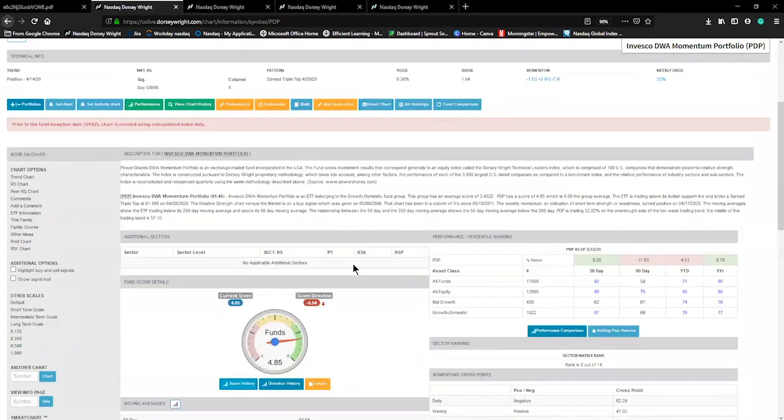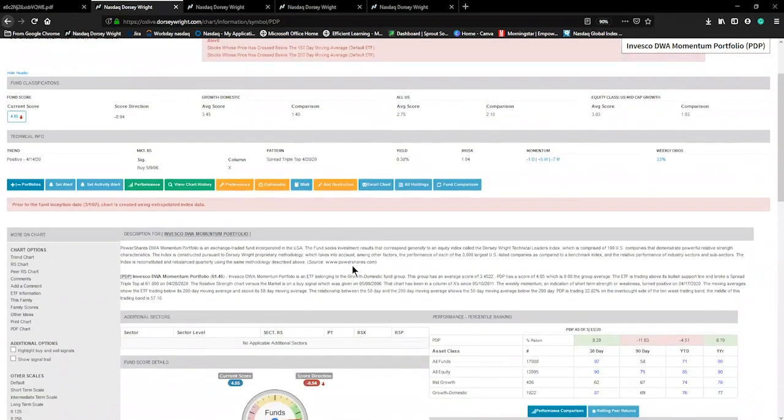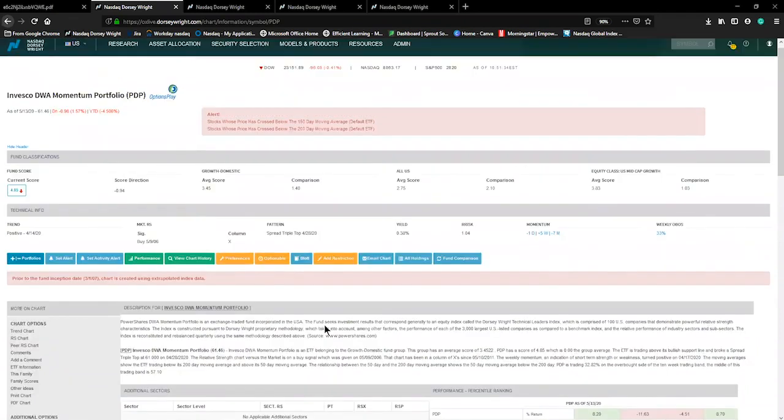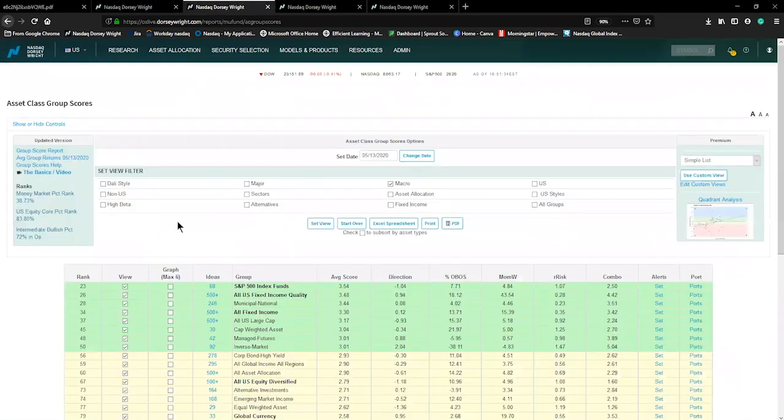So now that we've looked at an individual example of the fund score and dove a little bit deeper into how that score is calculated, we're going to pivot over and talk about how we do this on a broad basis across different asset classes. So Ian, I'm going to have you take over with asset class group scores. Perfect, and thank you, Eric.